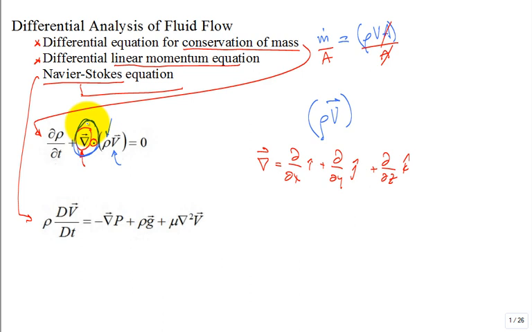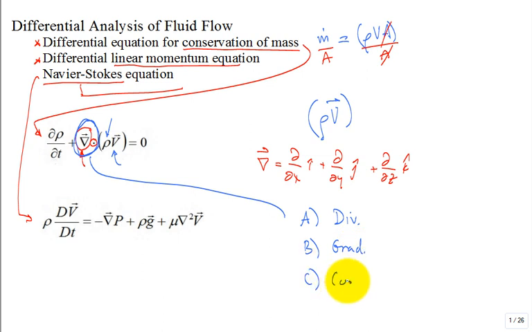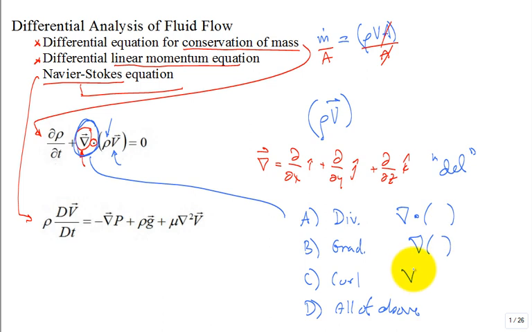Okay, we're going to have a quiz, huh? Is that term right there, answer A. The divergence, the gradient, or the curl, or all of above. All right. So this is the del. That's what we call it, del. And then the gradient is del operating on something. The divergence is del dotted with something. And the curl is del crossed something. True?